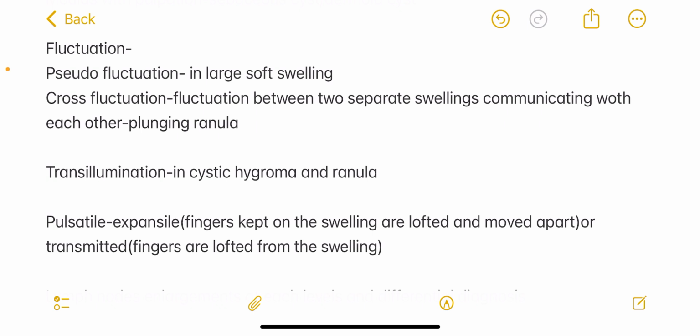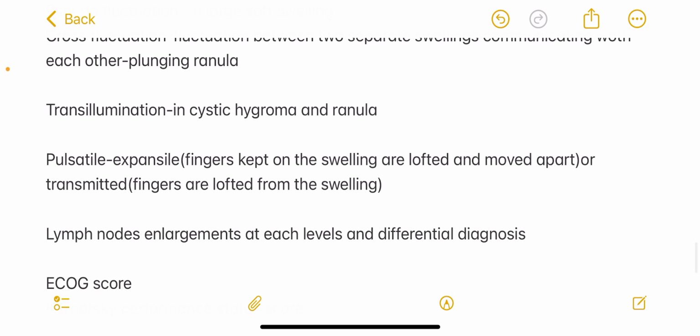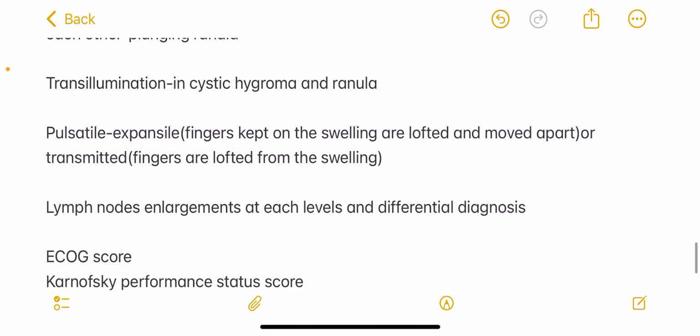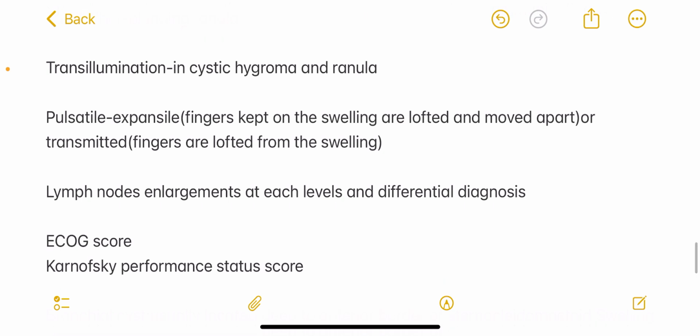So lymph node enlargements at each level and differential diagnosis have to be mentioned when presenting a thyroid case, and also the ECOG score should be mentioned. That is also quite important, and Karnofsky performance status score. So these two, most of the students don't mention, but if you are mentioning, it is good. And please read about ECOG and Karnofsky performance status score.